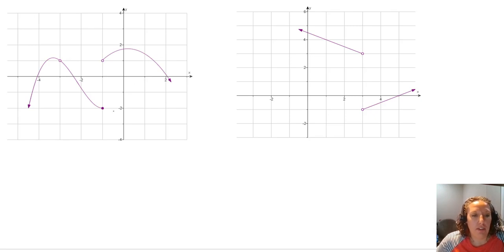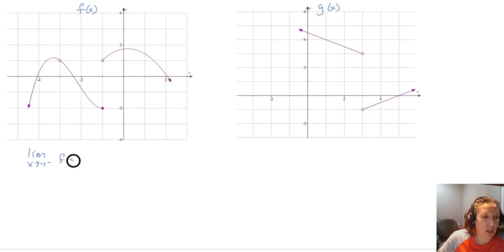In this video, we're going to look at finding the limits from a graph. So this first one, we'll call the graph of f of x, and we'll call the second graph the graph of g of x. So if we wanted to find the limit as x approaches -1 from the left of f of x, here's our point -1 right here.